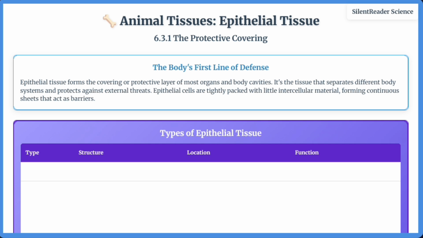We have several types. Squamous epithelium with flat cells for rapid diffusion in blood vessels and lungs. Cuboidal epithelium for secretion and absorption in glands and kidney tubules. Columnar epithelium with tall cells for absorption in the intestine, and ciliated epithelium that moves mucus in the respiratory tract. Each type is perfectly adapted to its specific location and function.